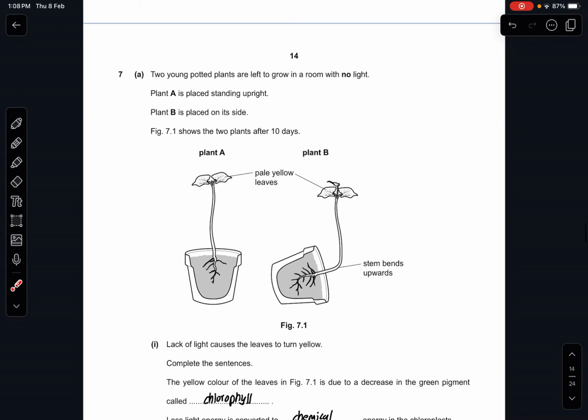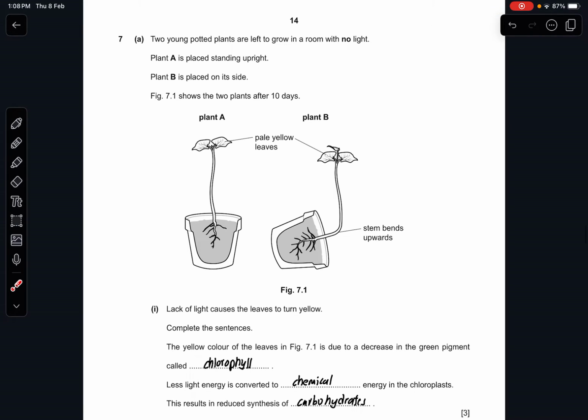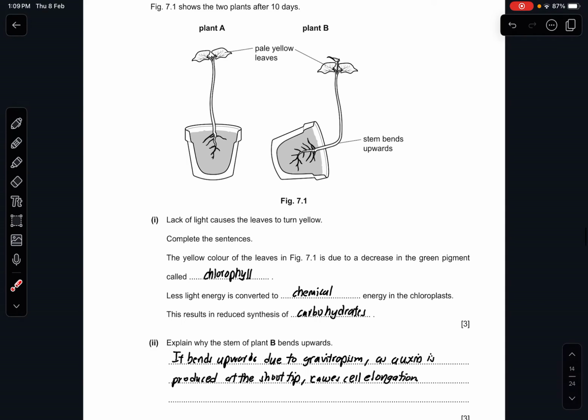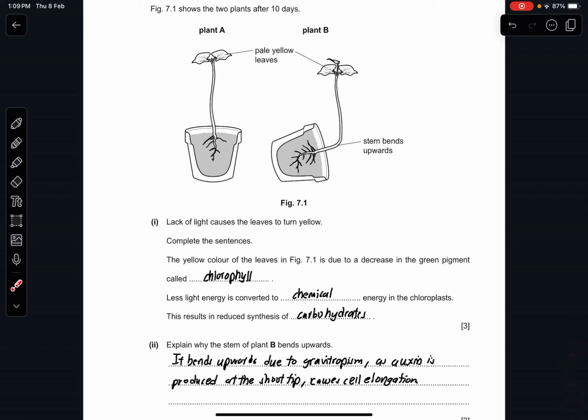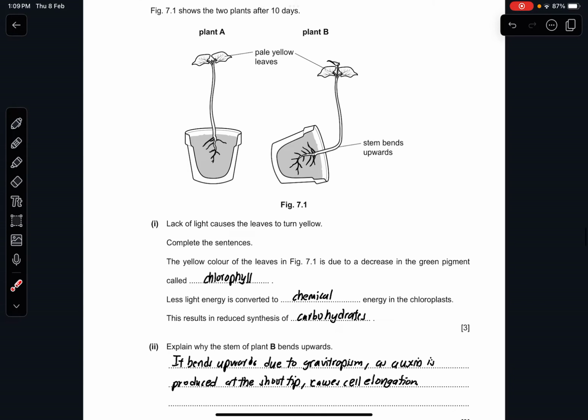7a. Two young potted plants are left to grow in a room with no light. Plant A is placed standing upright, plant B is placed on its side. Figure 7.1 shows the two plants after 10 days. 1. Lack of light causes the leaves to turn yellow. Complete the sentences. The yellow color of the leaves in figure 7.1 is due to a decrease in the green pigment called chlorophyll. Less light energy is converted to chemical energy in the chloroplast.